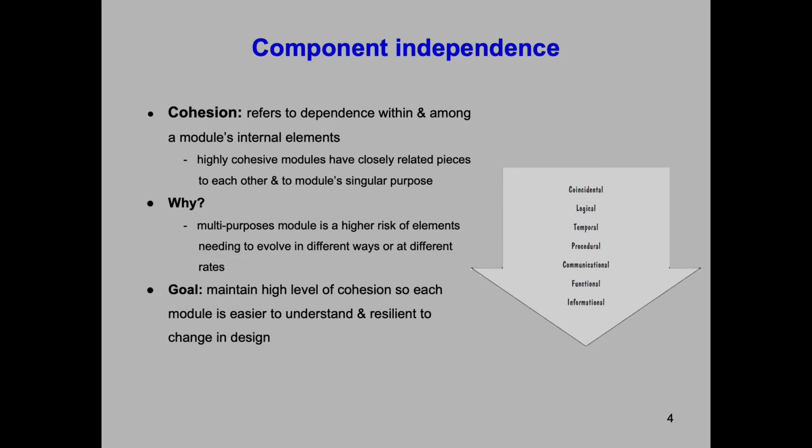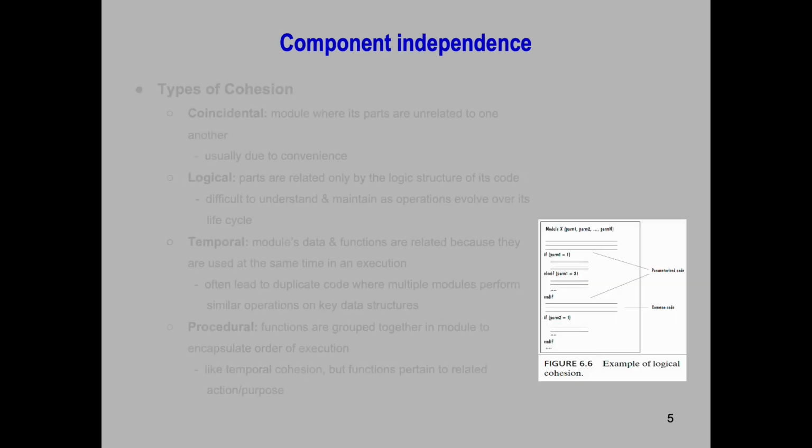Why is this important? Multiple purpose modules have a higher risk of elements needing to evolve over time and at different rates. So that can make it more error prone. And then what's the goal here with cohesion? It's to maintain a high level of cohesion so each module is easier to understand and resilient to change in design. And to the right, you can see we go from coincidental to informational. Coincidental being the least desirable and informational and functional being the more desirable models of cohesion. Move to the next slide and go over these.